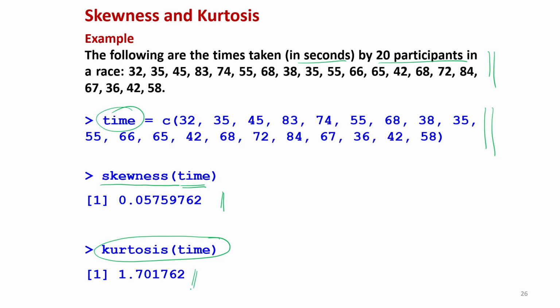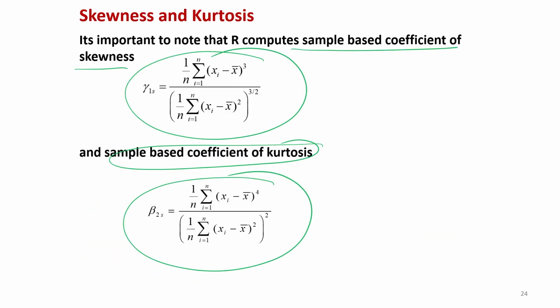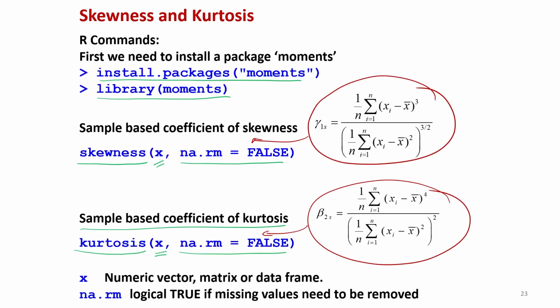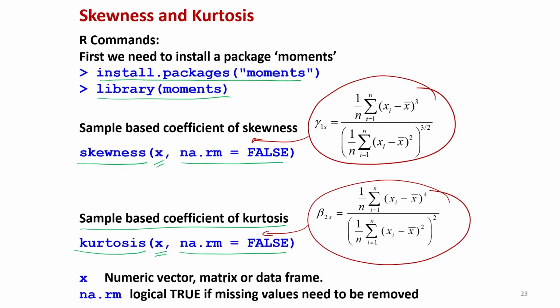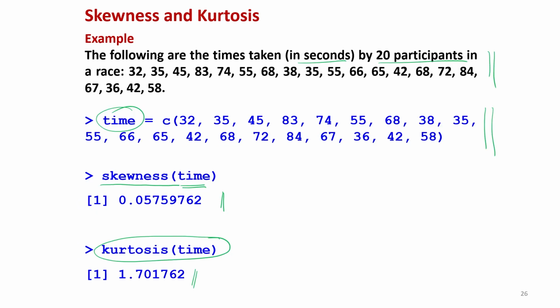Now, if you try to see what this actually means, if you try to recall, kurtosis is based on beta 2 s and skewness is based on gamma 1 s, right? How have you taken the decision on beta 2? If beta 2 is less than 3, then you call it platykurtic, right? So, this is a platykurtic distribution, but the coefficient of skewness is positive because this is based on gamma 1. So, this is positively skewed.